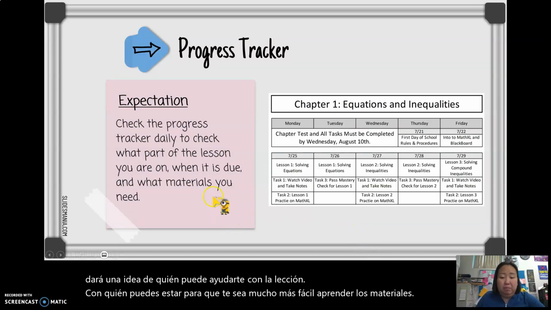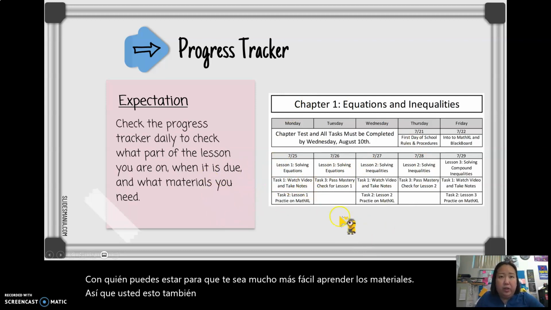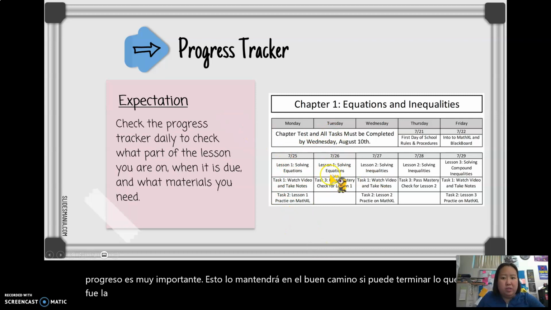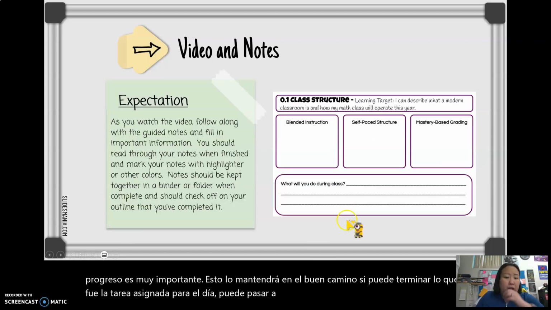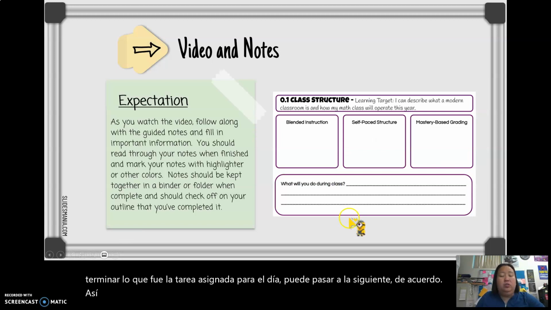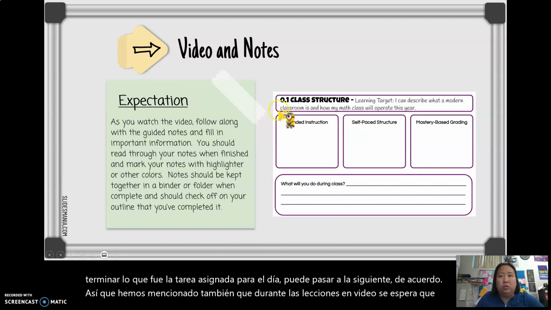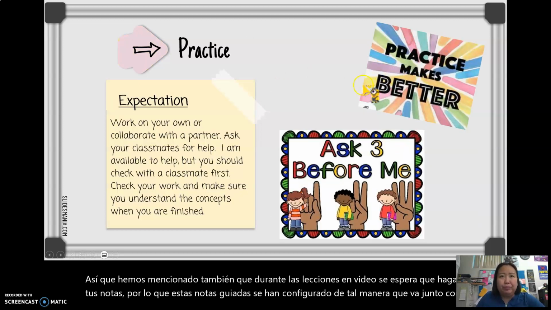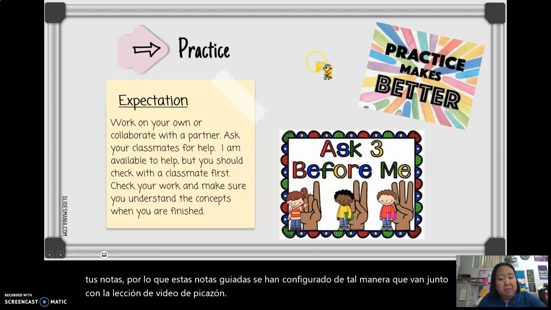This was also mentioned earlier in the previous video that a progress tracker is very important. This will keep you on track. If you are able to finish the assigned task for the day, you can move on to the next one. All right. We have mentioned also that during video lessons, you are expected to do your notes. These guided notes have been configured in such a way that it goes together with each video lesson. Practice is done in Math Excel.